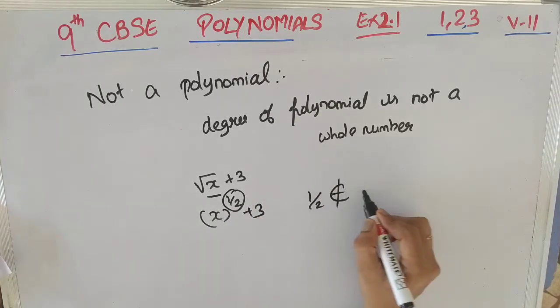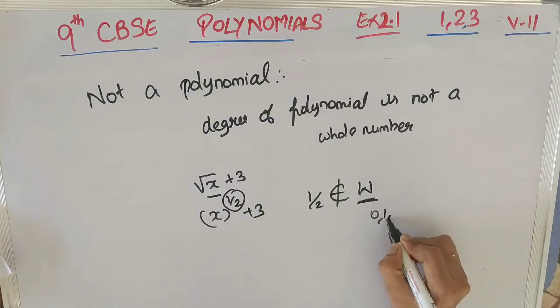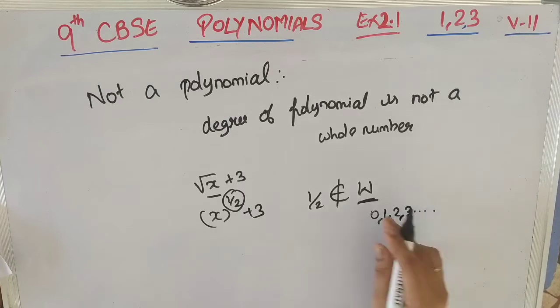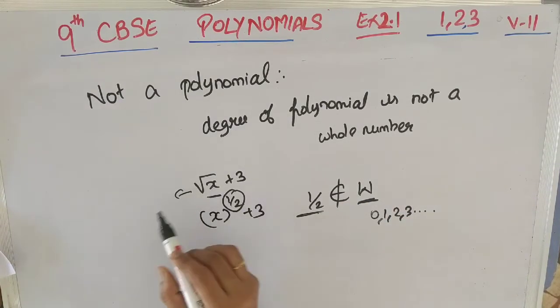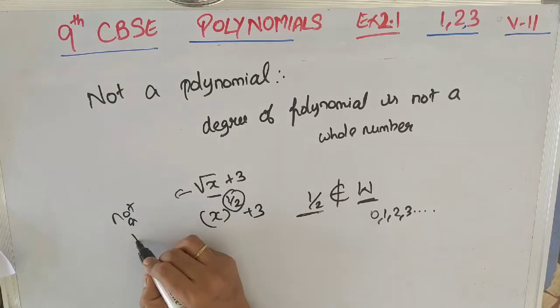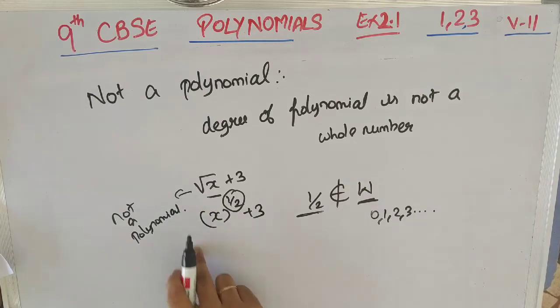In square root of x plus 3, x's power is 1 by 2. This 1 by 2 is not a whole number. Okay? Because whole numbers start from 0, 1, 2, 3 and go on. This 1 by 2 is not a whole number. So, the square root of x plus 3 is not a polynomial.